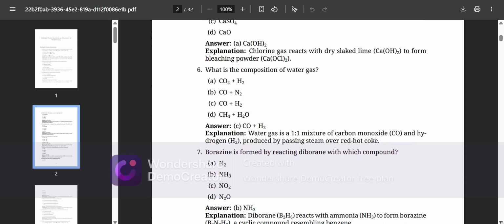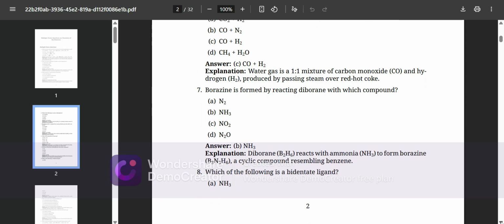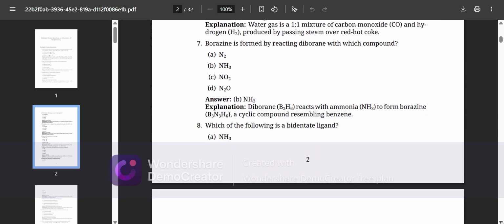What is the composition of water gas? CO plus H2. Water gas is a 1:1 mixture of carbon monoxide CO and hydrogen H2, produced by passing steam over red hot coke. Borazine is formed by reacting diborane with which compound? NH3. Diborane B2H6 reacts with ammonia NH3 to form borazine B3N3H6, a cyclic compound resembling benzene.